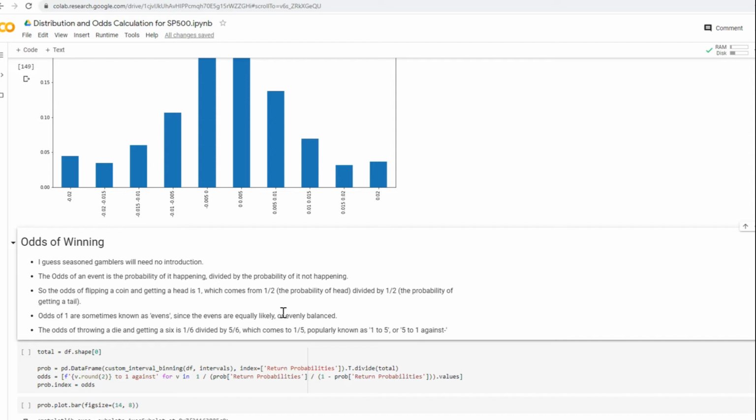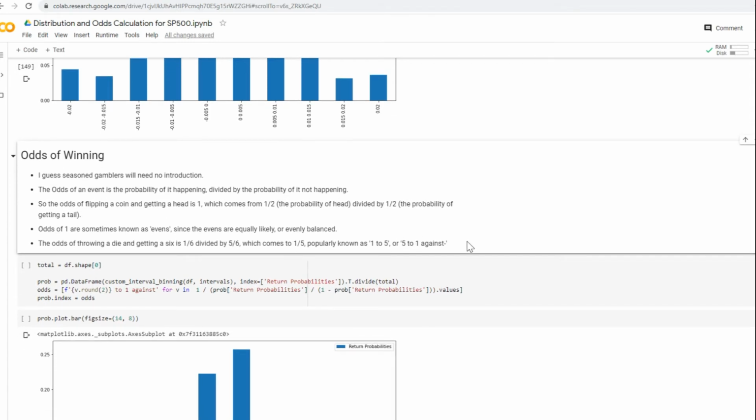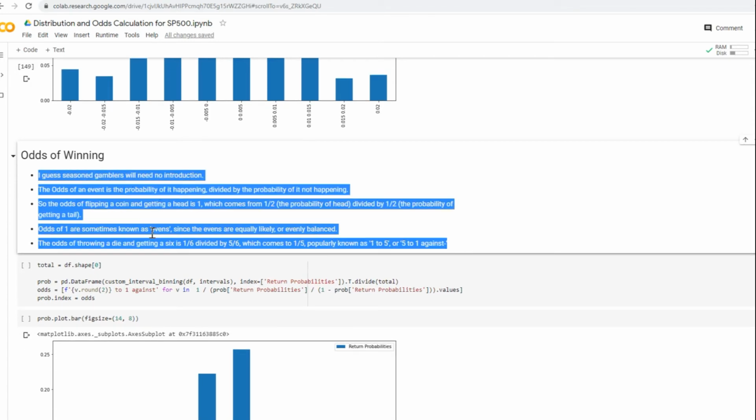Another example: the odds of throwing a die and getting a 6 is 1/6 divided by 5/6, which comes to 1/5, popularly known as 5-1 against. So you have to divide the probability of the event by the probability of it not happening. Okay, you can look at this, read it again, and try to understand.